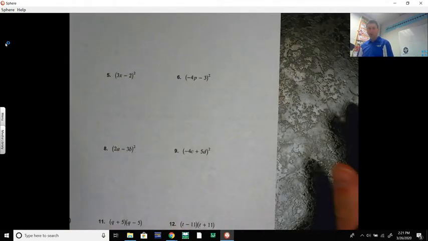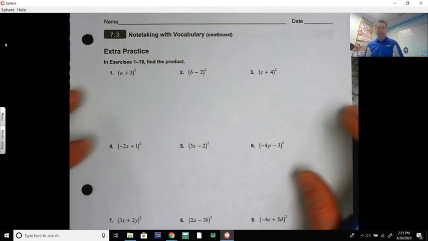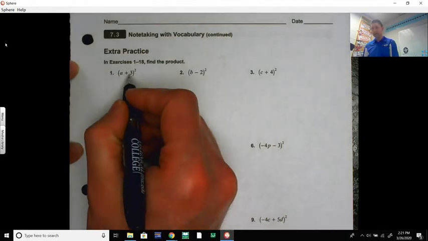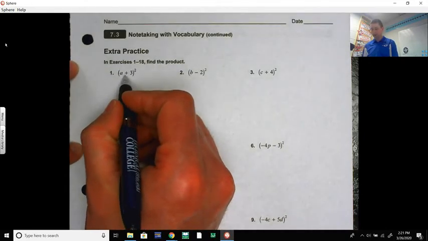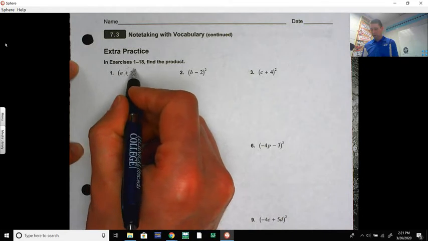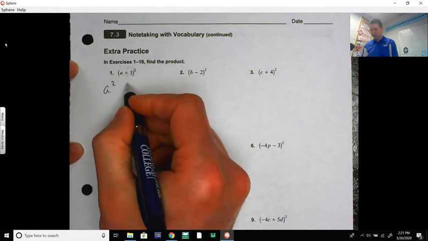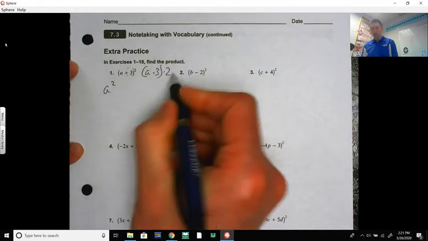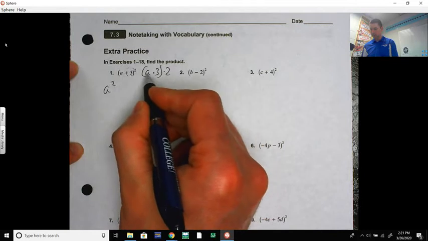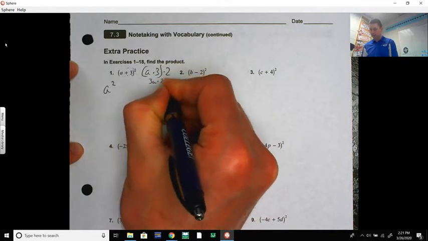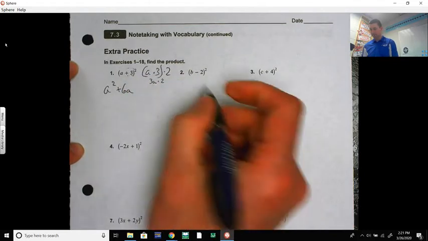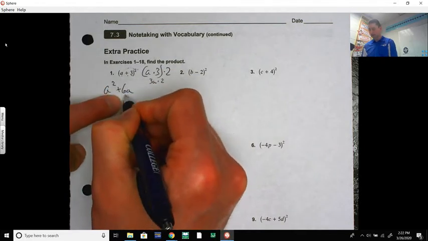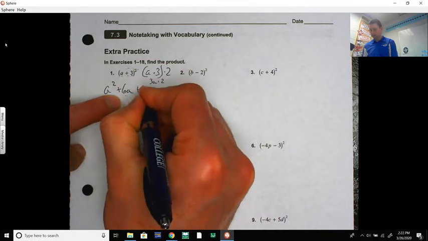Okay, so this is page 217. In exercises 1 through 18, find the products. So this is the square of a binomial. You're going to square the first term, a squared. You're going to take a times 3, and then double it: a times 3 times 2. So a times 3 is 3a, times 2 is 6a. So a squared, a times 3 is 3a, double it to 6a, and then 3 squared is 9.